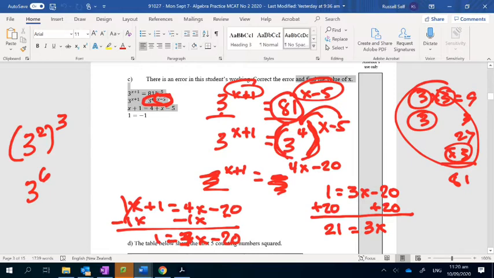So side by side means multiply. So the opposite of multiply by 3 is what? Divide by 3. Yeah. 21 divided by 3 is 7, and x, so that gives you x equals 7. Yes.